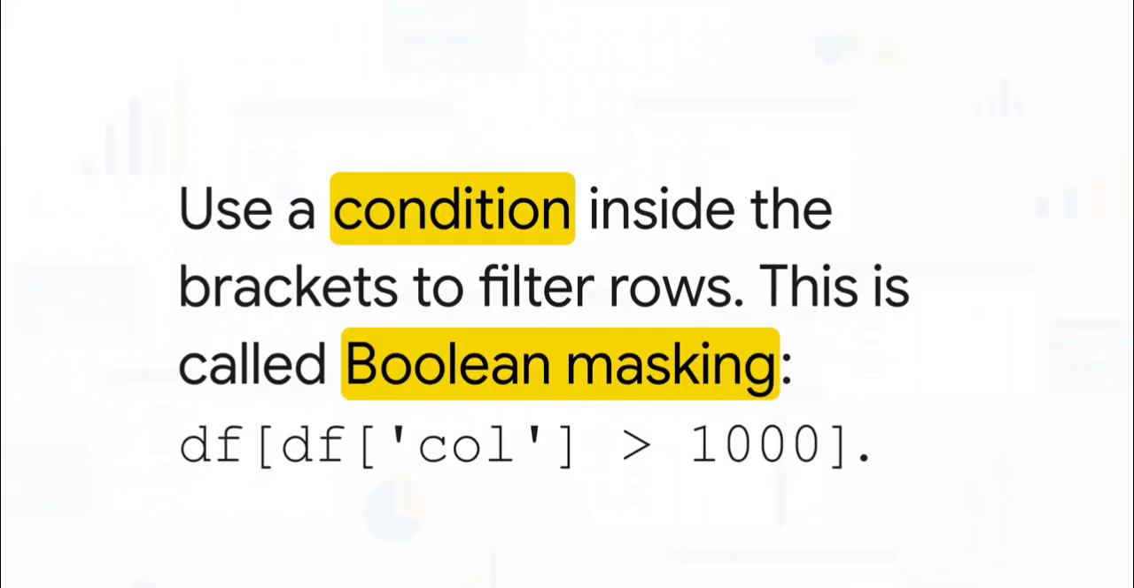Filtering rows is where things get really clever. It uses a technique called Boolean masking. See, when you write that df revenue greater than 1,000 part, Pandas first creates a temporary list of true and false values, one for each row. It's true if the revenue is over 1,000, false if it's not. Then, it uses that list, that mask, to show you only the rows that got a true. It's a really powerful way to ask very specific questions of your data.